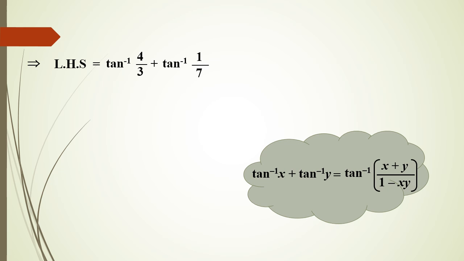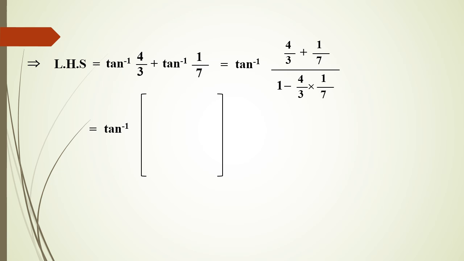Again you apply the property tan inverse x plus tan inverse y equals tan inverse of (x plus y) divided by (1 minus xy). So x is 4 by 3, and y is 1 divided by 7. So it can be written as tan inverse of (4 by 3 plus 1 by 7) divided by (1 minus 4 by 3 into 1 by 7).